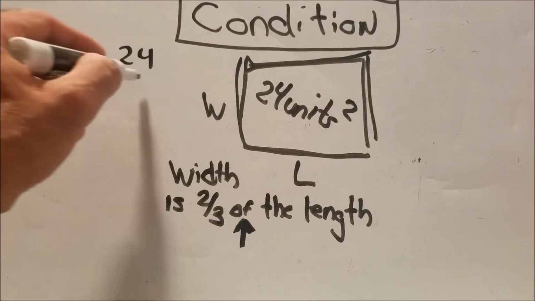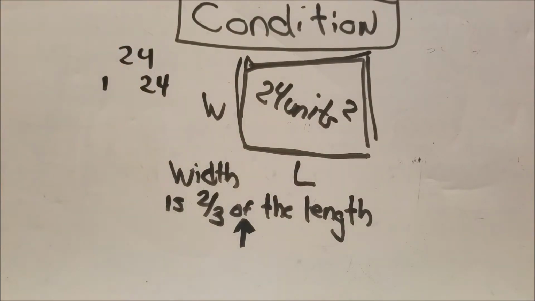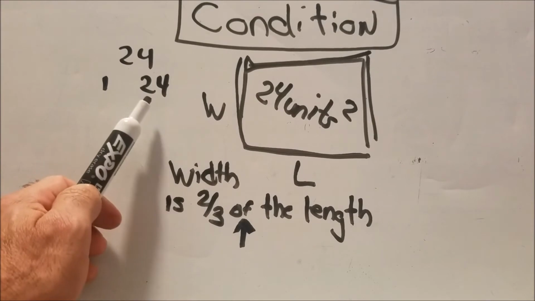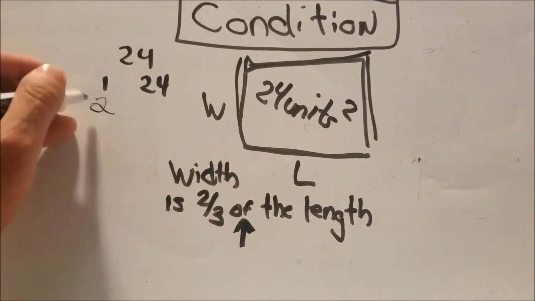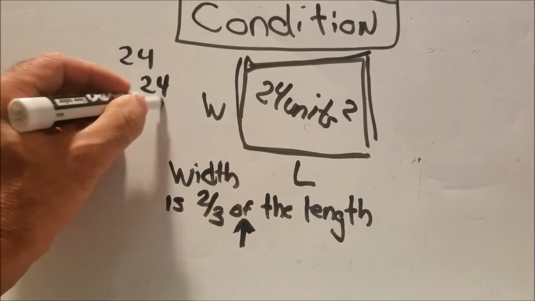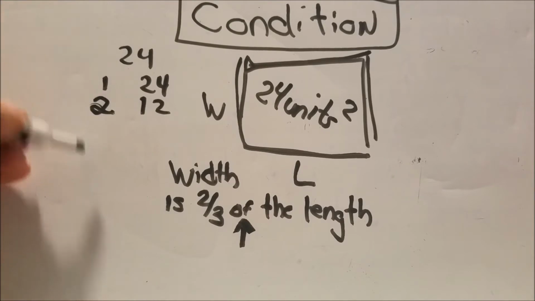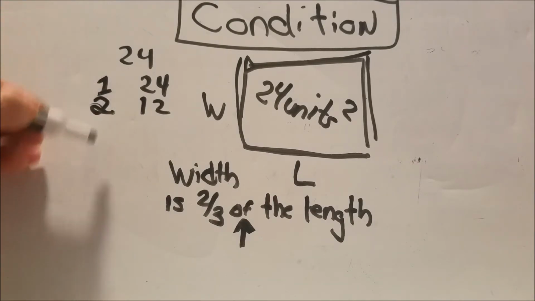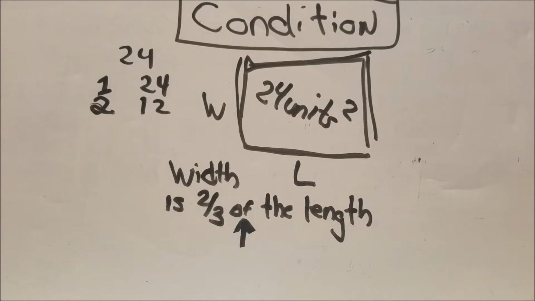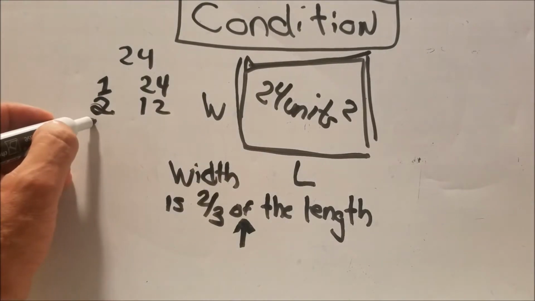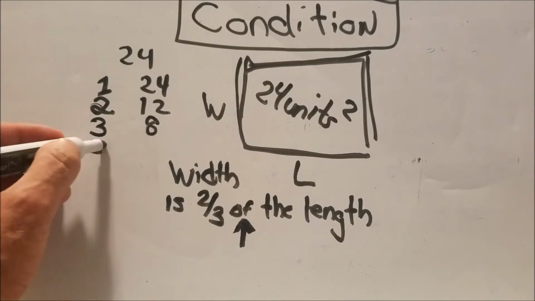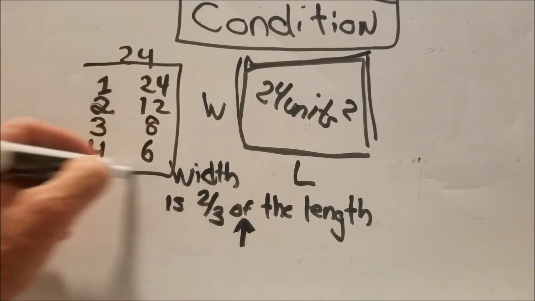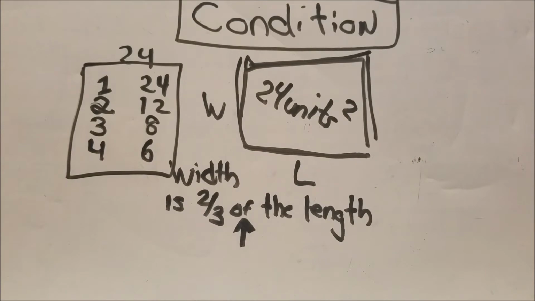Well, we know 1 and 24 is a factor pair. So if we say 2/3 of 24, is 2/3 of 24 equal to 1? No, it's not. So let's just put all our factors in. We have 2 and 12. Remember, as the width goes up, the length should go down. That way you won't miss anything. And we have 3, which goes in 8 times, and 4 goes in 6 times, and that's it. There are our factors of 24.